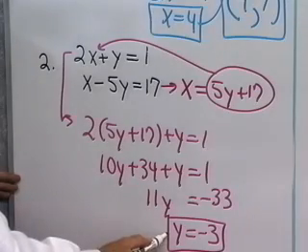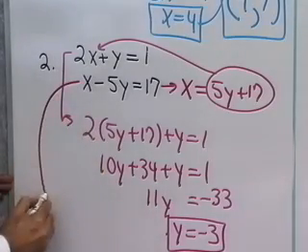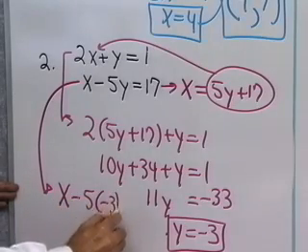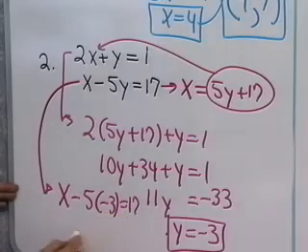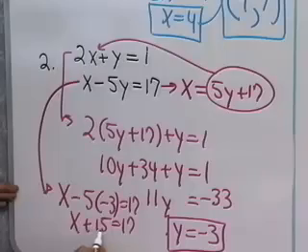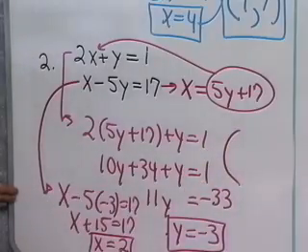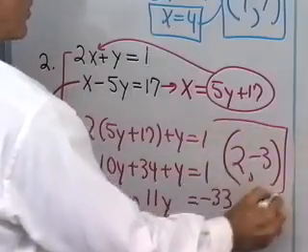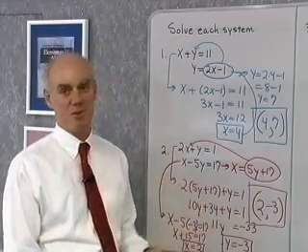Let's take that y and put it back into this equation right here to get x minus 5 times negative 3 is equal to 17. That's x plus 15 is equal to 17. Add negative 15 to both sides, x is equal to 2. So the solution to this system is x equal 2, y equal negative 3. And that is the only ordered pair that satisfies both of these equations.